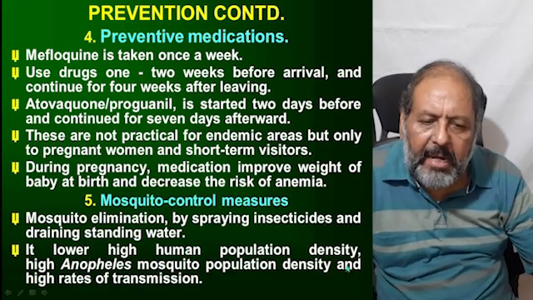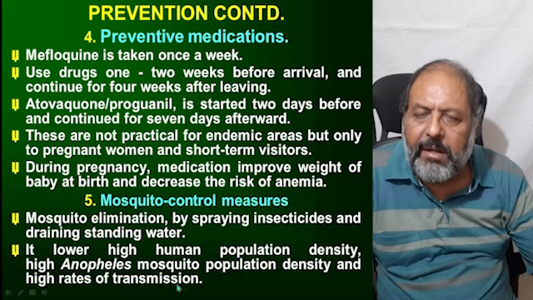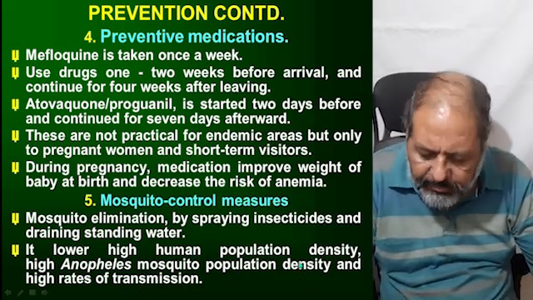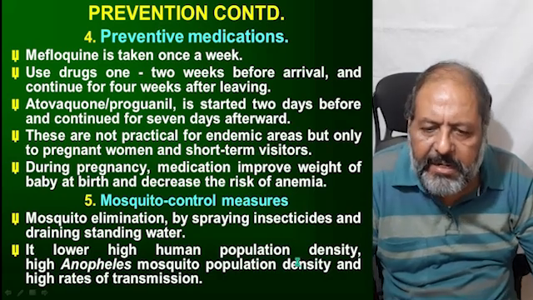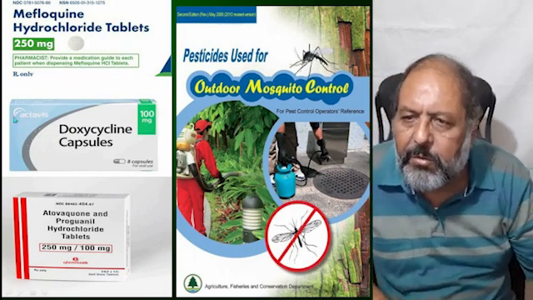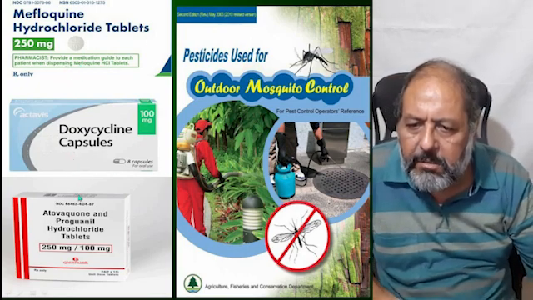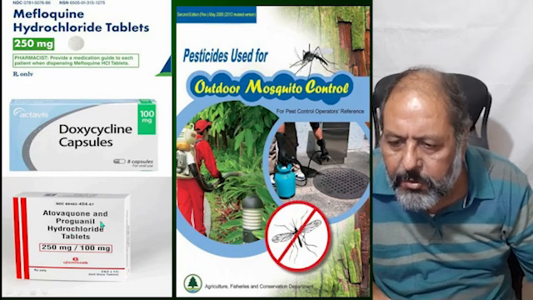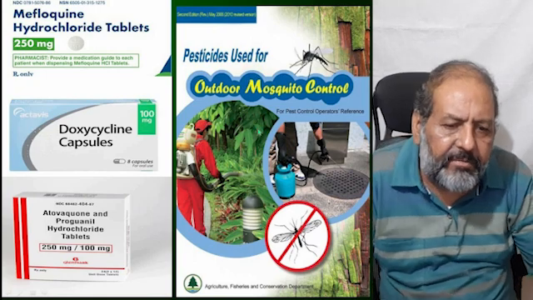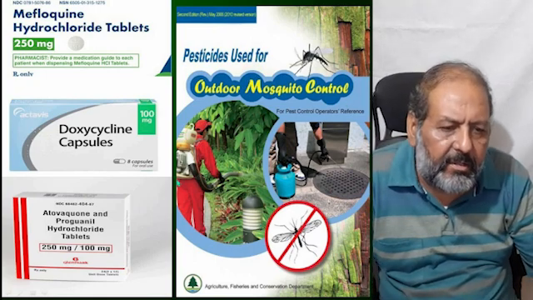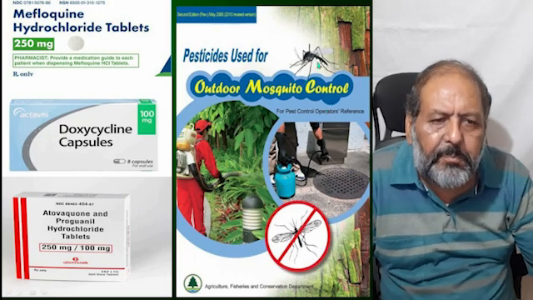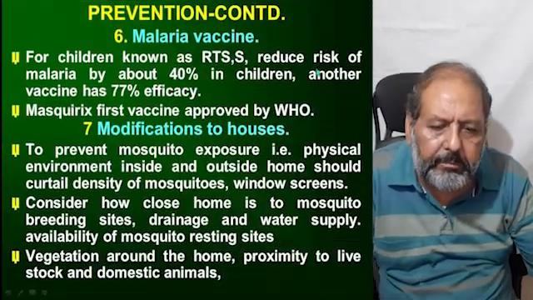It lowers the high human population density, high Anopheles mosquito population density, and high rates of the transmission can be curtailed by this mosquito control program. Here one can see mefloquine hydrochloride tablet, doxycycline capsule, atovaquone and proguanil hydrochloride tablet, and that is outdoor mosquito control by spraying at the different places so that we can kill the breeding places of these mosquitoes.